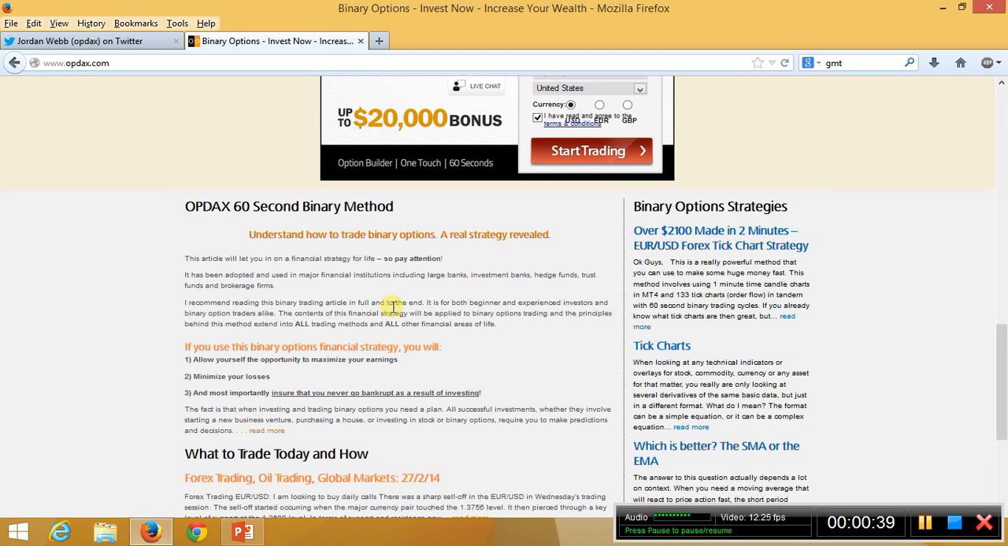It's extremely important to develop a financial plan when making these types of investments, and even more advanced traders should take a look at it because there's a lot of valuable information there.